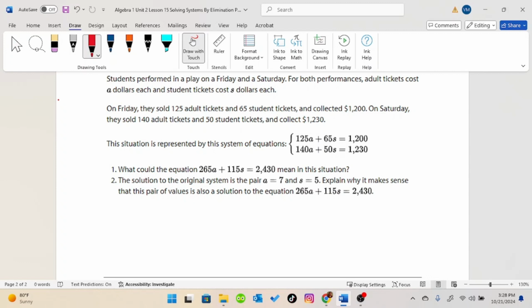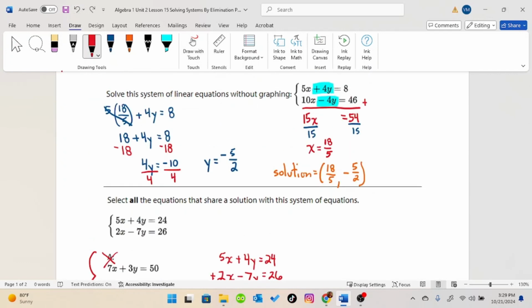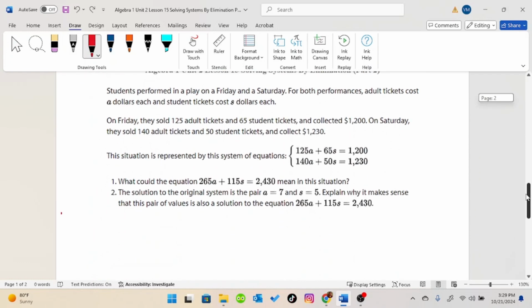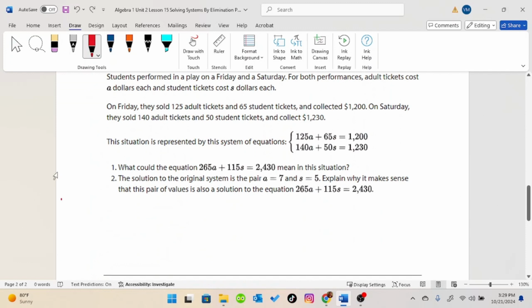Number 1. What could the equation 265a plus 115s equals 2,430 mean in this situation? What I notice for number 1 is that they added the top equation and the bottom equation.